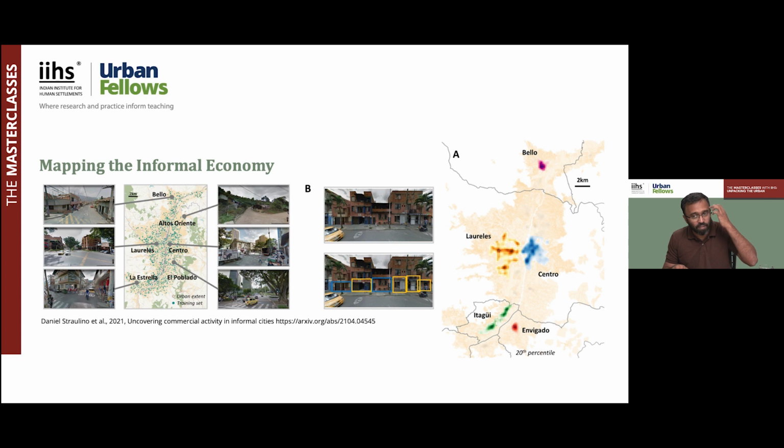This is another example from South America, where they have looked at Google Street View images to classify neighborhoods that had a higher concentration of informal economic activities, right? And we can see that they've mapped out the hotspots of informal economic activities, which is an amazing spatial resolution considering what other data sources are there. Practically, there's really no other data set at this spatial scale.